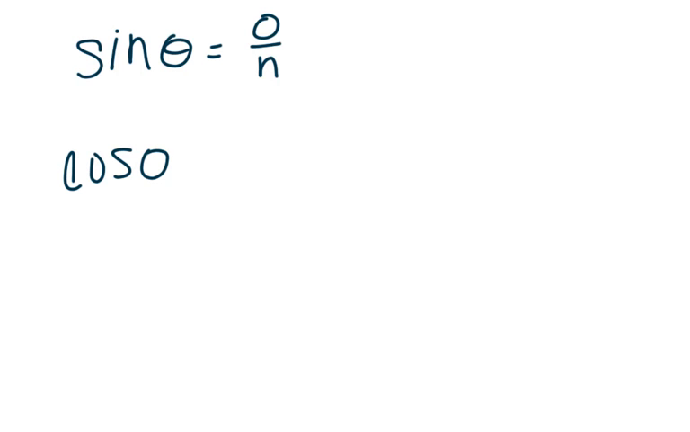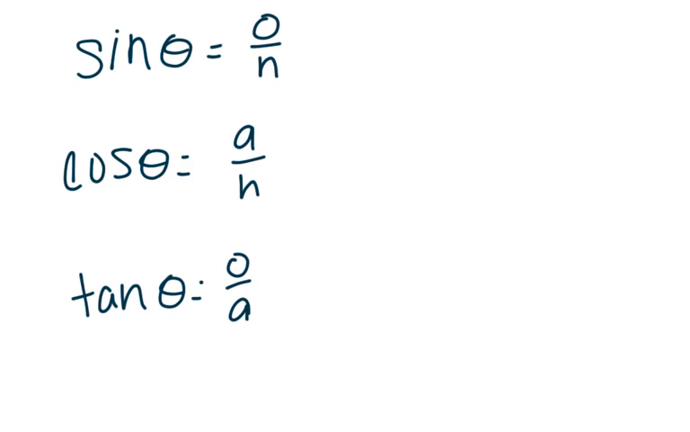And lastly, we get to the inverse trig functions. Now, we use the inverse trig functions when we know the value of a side or the ratio of sides, but not the angle. So for example, sine of theta equals opposite over hypotenuse, cosine of theta equals adjacent over hypotenuse, and tangent of theta equals opposite over adjacent.